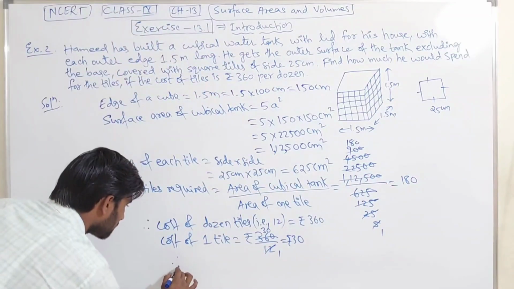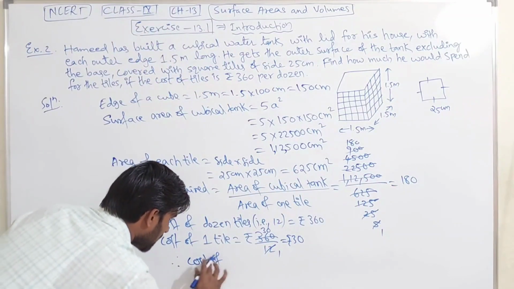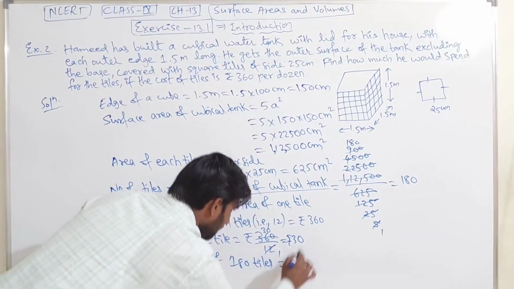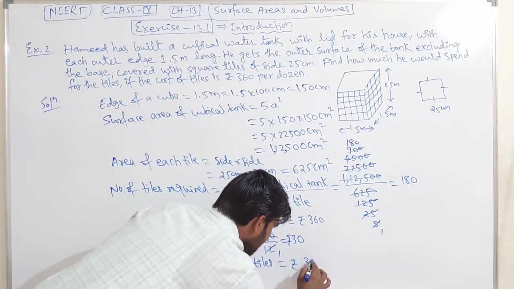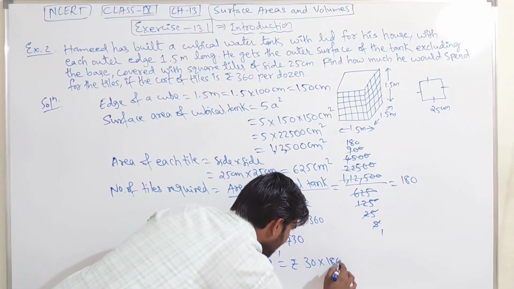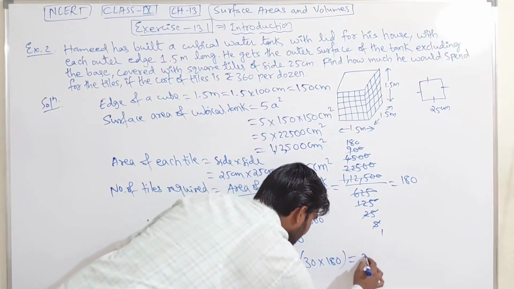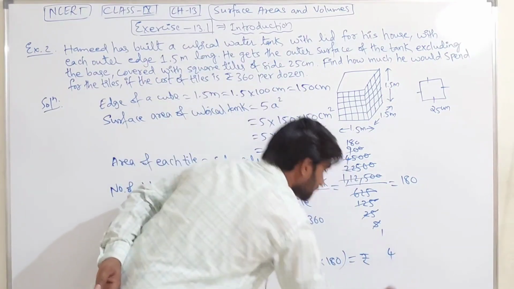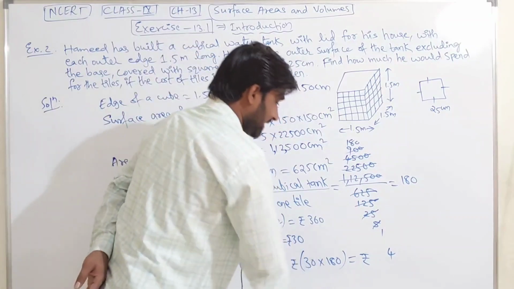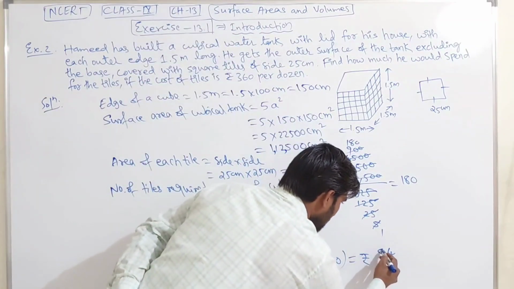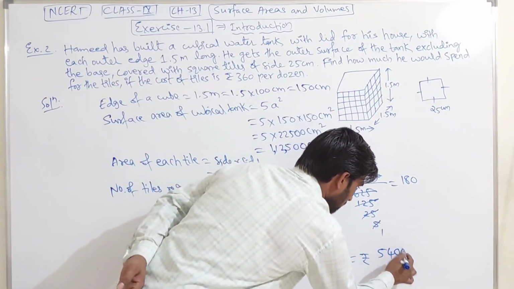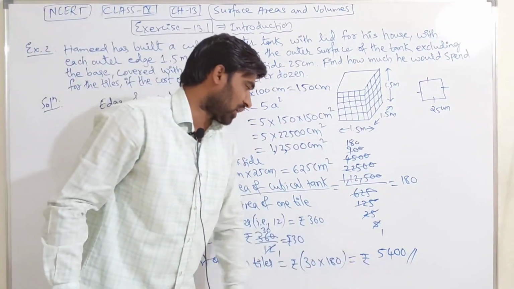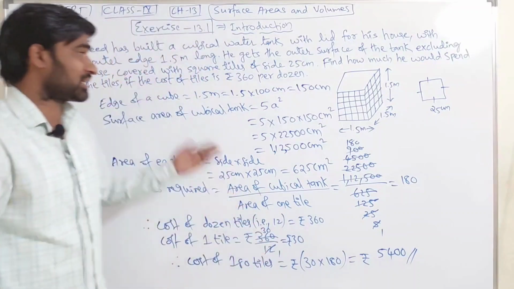But here we have total tiles 180. So the cost of 180 tiles will be rupees 30 into 180. So multiply: 3 eights are 24, carry 2, 3 ones are 3, 3 plus carry 2 is 5, and put the 2 zeros. So the cost for the total tiles is rupees 5,400. So this is the complete answer.